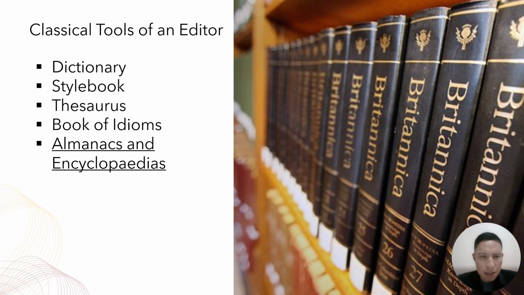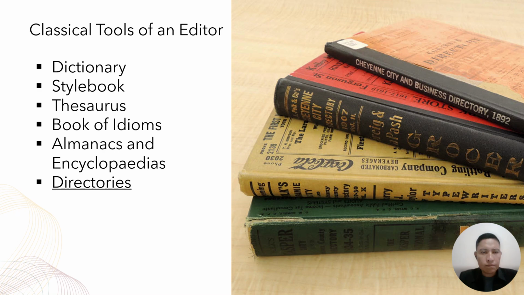Then we have the almanacs and encyclopedias. These tools are excellent fact-checking tools. If a manuscript mentions dates, statistics, or trivia, these resources help confirm accuracy. An editor may also use directories for checking names and organizations. Examples of these are white pages for personal names, yellow pages for businesses by category, and city directories for historical and local business information.